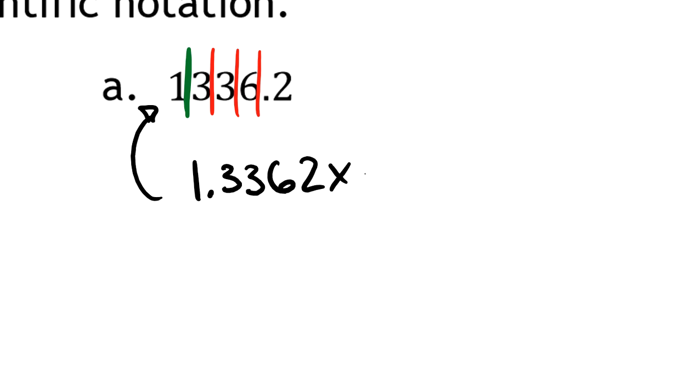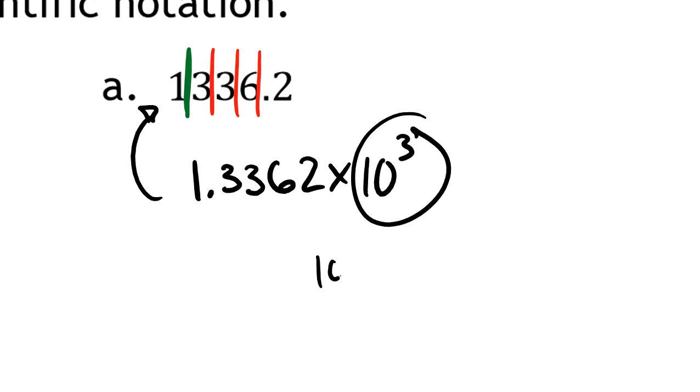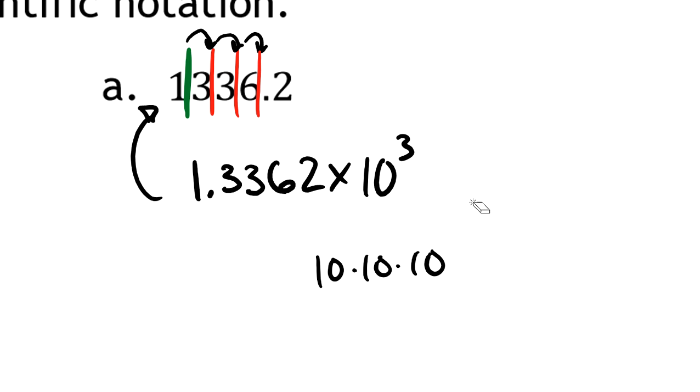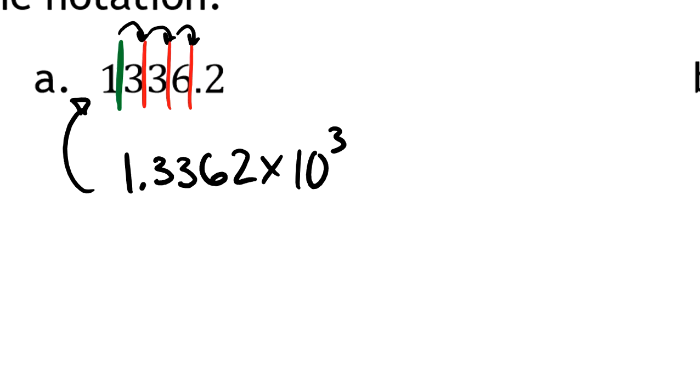So I'm just going to multiply this times 10 to the third power, because remember what this means: 10 to the third power means a 10 times a 10 times a 10. And every single time I multiply by 10, 1 ten, 2 tens, 3 tens, I'm kicking that decimal place back to where it belongs. So part A is 1.3362 times 10 to the third.